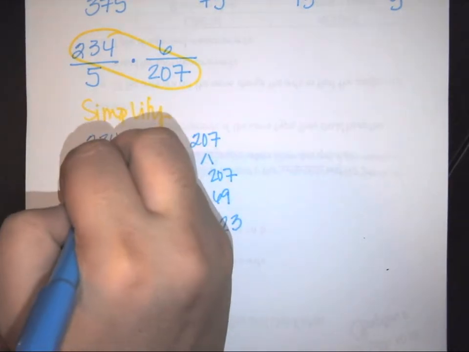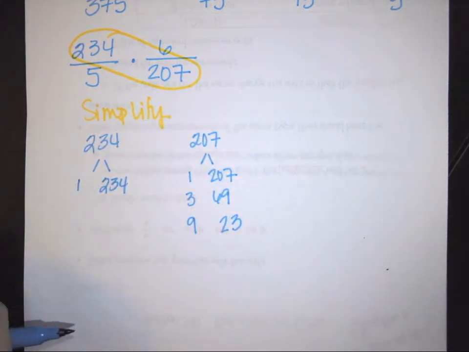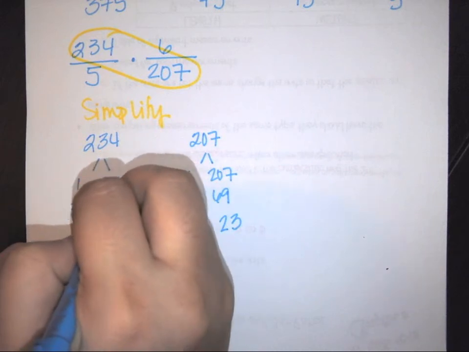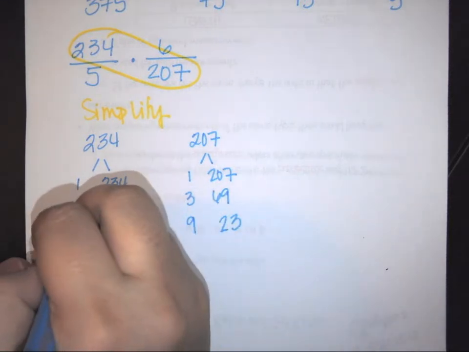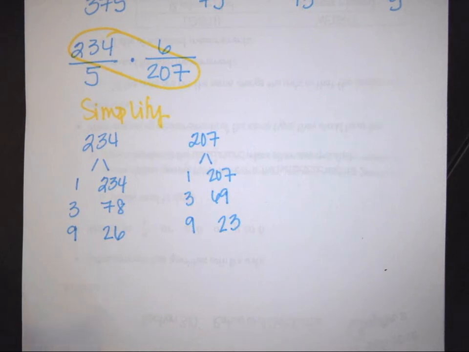So I know I have 1 and I have 234. The next thing I'm going to look at is 3. If I take 234 and pull a 3 out, I get a 78. Now I want to look at 9. If I take 234 and pull 9 out, I'm left with 26. I want to look at 23.